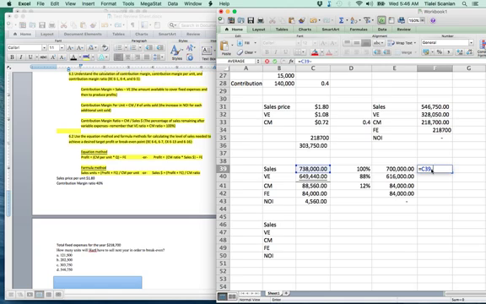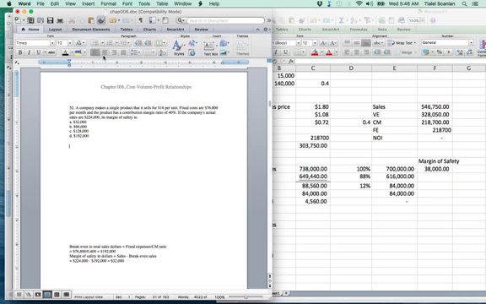So what is our margin of safety? It's our actual sales minus our break-even sales amount. So our margin of safety is the 38,000. Now I want to do a different problem just to illustrate the same thing again.